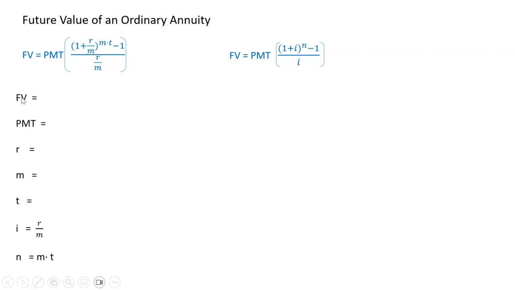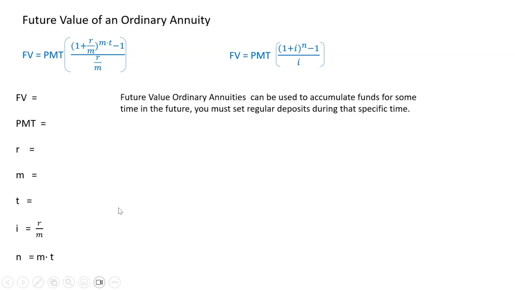Okay, you see, there's always 7 things, right? The future value, the payment, the interest rate, compounded, how many times compounded per year, the time, the I, and the N. Now, these type of annuities can be used to accumulate funds for some time in the future. You must set regular deposits during that specific time. Examples of what these formulas can be used for.